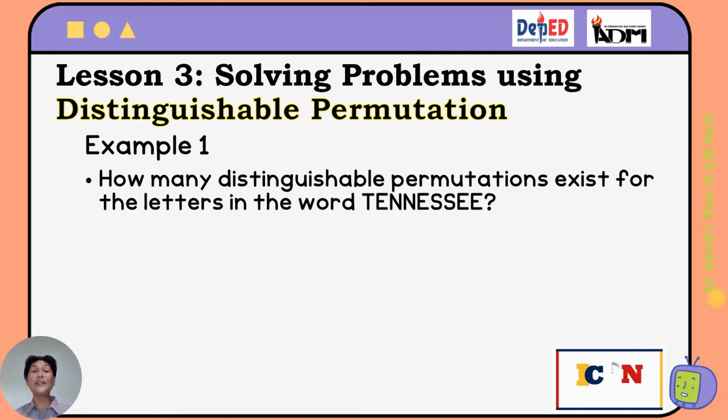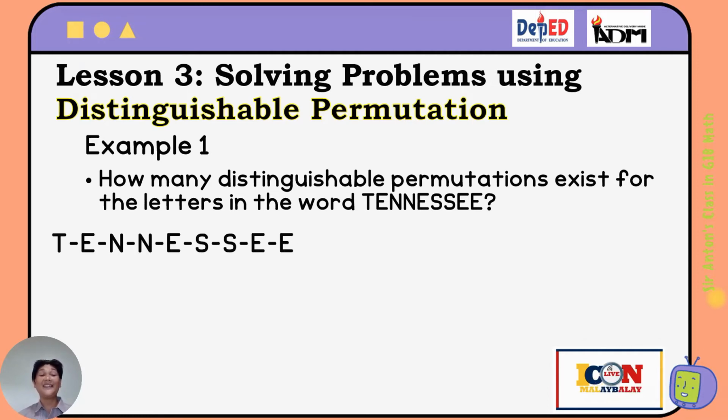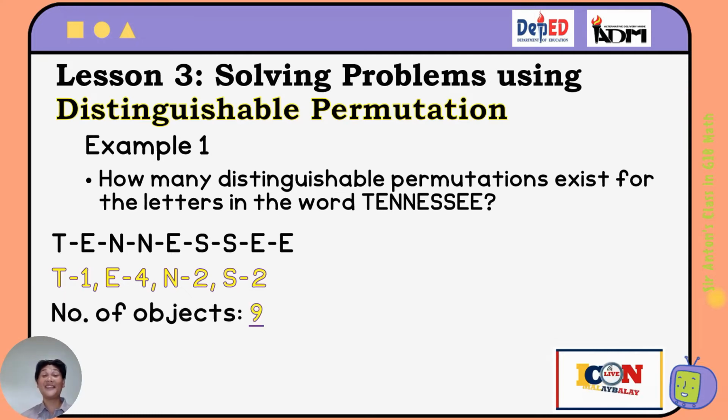By looking at the word Tennessee, T-E-N-N-E-S-S-E-E, we have 9 letters, and some letters are repeated. We have 1 T, 4 E's, 2 N's, and 2 S's. The number of objects is 9. So we can solve this one.